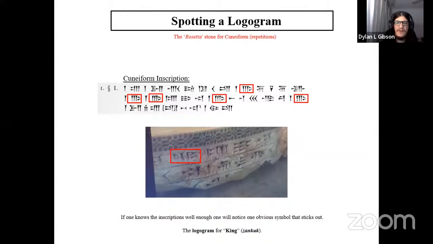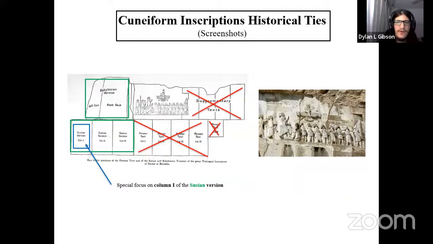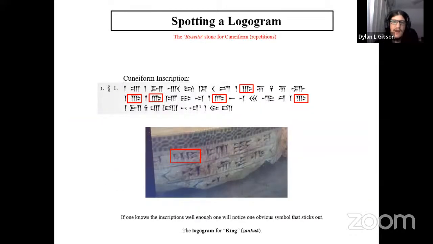So now if we look at the cuneiform inscriptions, the first thing that'll jump out, if you're very familiar with these inscriptions, is the logogram for king. At the top, that cuneiform inscription is a copy, a sketch from the first column from the Avestan inscription. And we can already see we have that symbol for king, or the logogram, and it appears in the Prince of Persia game as well. And that symbol is Zankuk in.